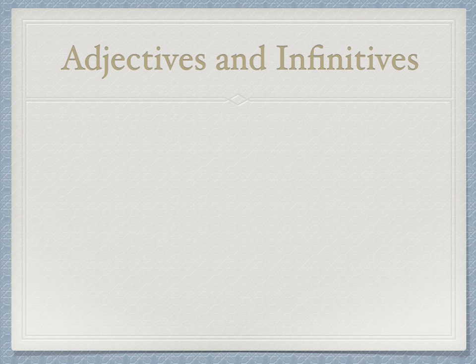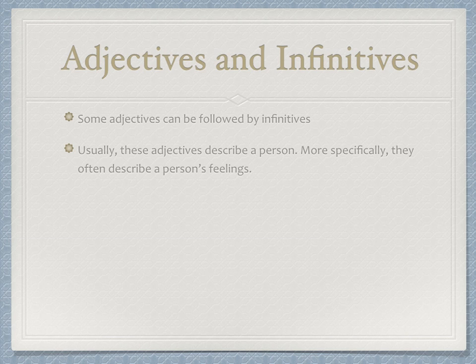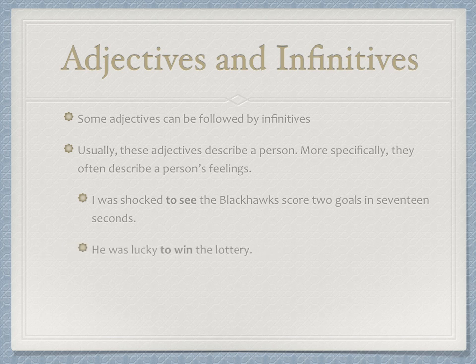Certain adjectives can also be followed by infinitives. Usually, these adjectives describe a person, and even more specifically, they describe how a person is feeling. For example, I was shocked to see the Blackhawks score 2 goals in 17 seconds. I, a person, and shocked, the adjective followed by the infinitive. Or he was lucky to win the lottery.